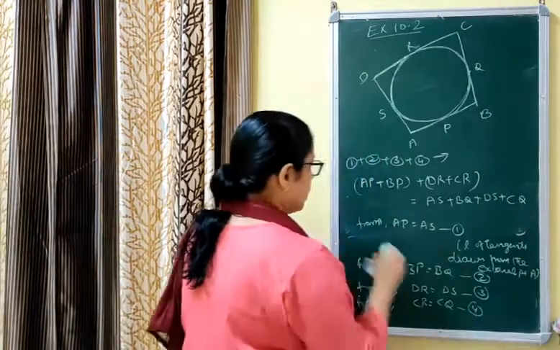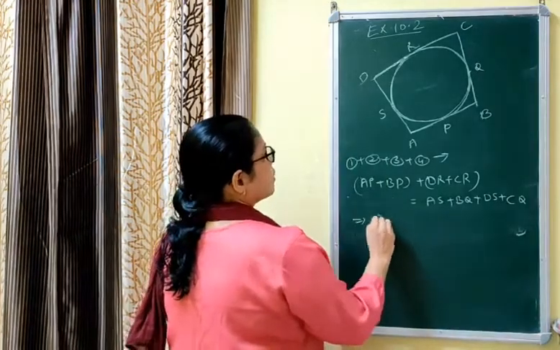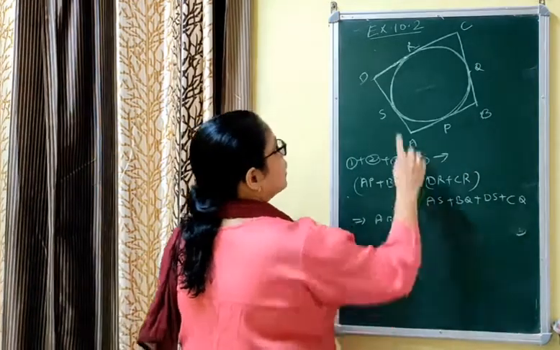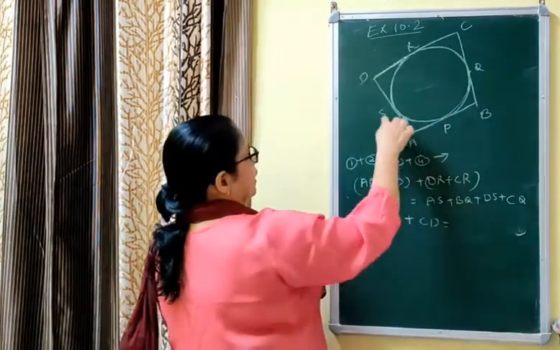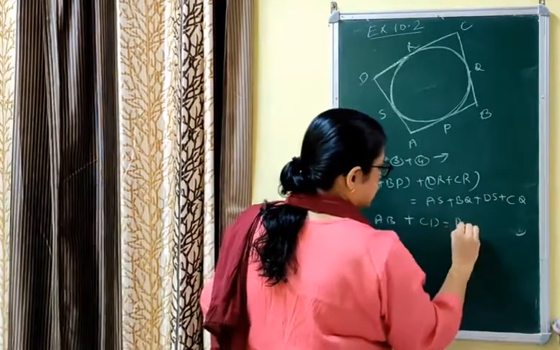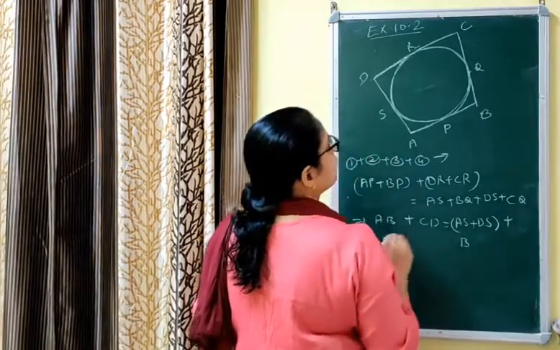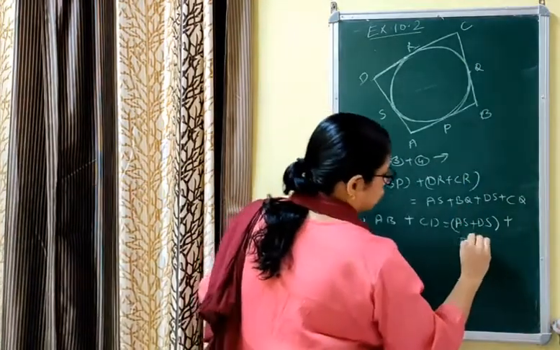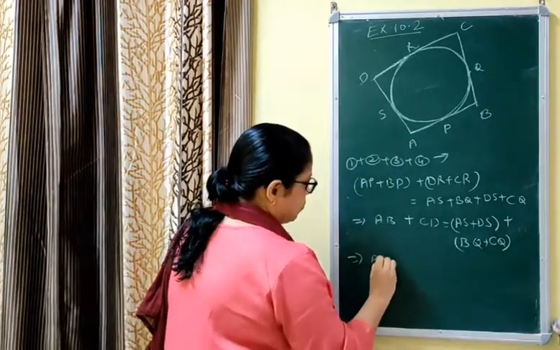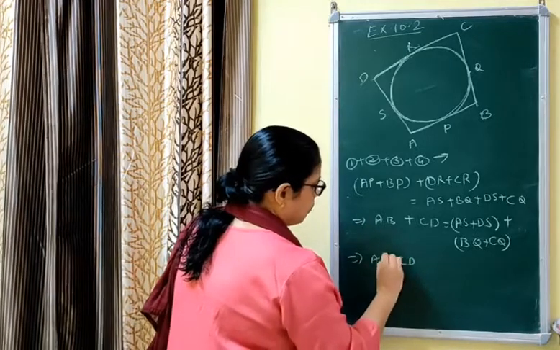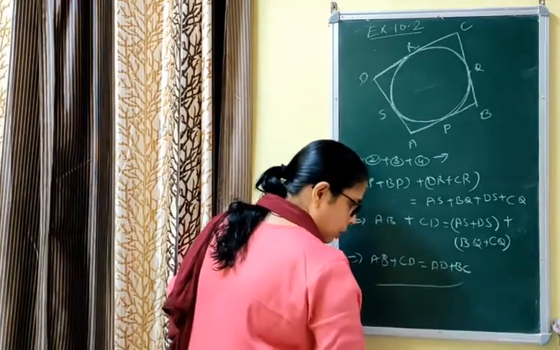The right side is not in order, we have to put it in order. That means AP plus BP is AB, DR plus CR is CD. Now here how can we get AD? By adding AS plus DS, so write AS plus DS together. Next, how can we get BC? By adding BQ and CQ, so write BQ plus CQ together. That implies AB plus CD is equal to AD plus BC. That is what you were asked to prove.